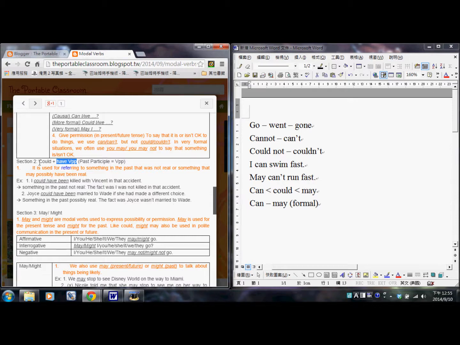So you can use could have with the verb past participle to talk about something in the past that could have been different, that was not real, or something that may possibly have been real, but it was not real. Like, I could have given you the money, but I didn't. You needed money. You told me yesterday. I could have given you the money, but I didn't. So talk about something that you could have done in the past, but you didn't.